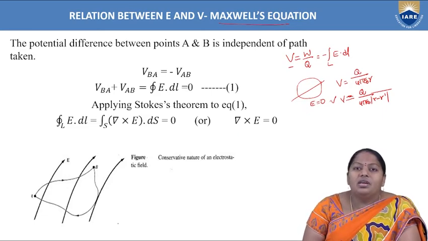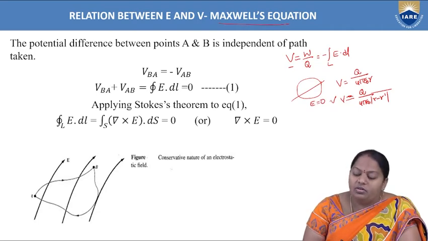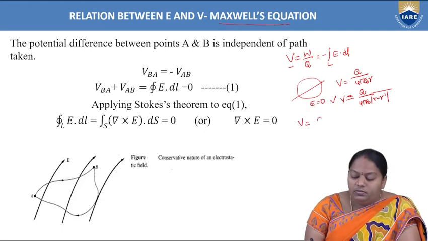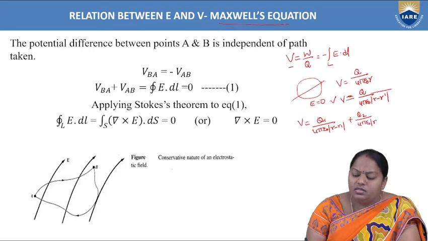Instead of having a single point charge Q, we have n number of point charges, and we want to locate all n point charges with respect to their respective position vectors. Then V can be given by Q1 by 4 pi epsilon naught modulus of R minus R1, plus Q2 by 4 pi epsilon naught modulus of R minus R2, and so on up to Qn by 4 pi epsilon naught into modulus of R minus Rn.